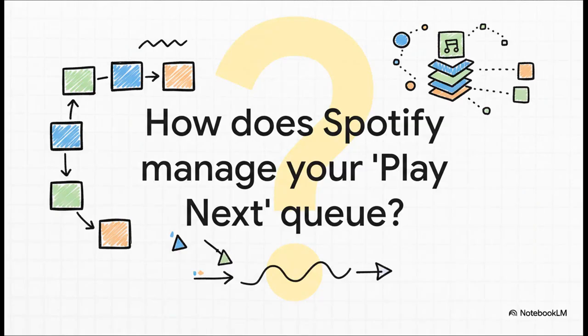Right, so think about this for a second. How does Spotify handle that play next queue so smoothly? You can add a song, drag another to the top, delete one from the middle, and it all just works. Well, that's not magic. It's all about choosing the right way to organize that data. And as you're about to see, the most obvious way isn't always the best one.